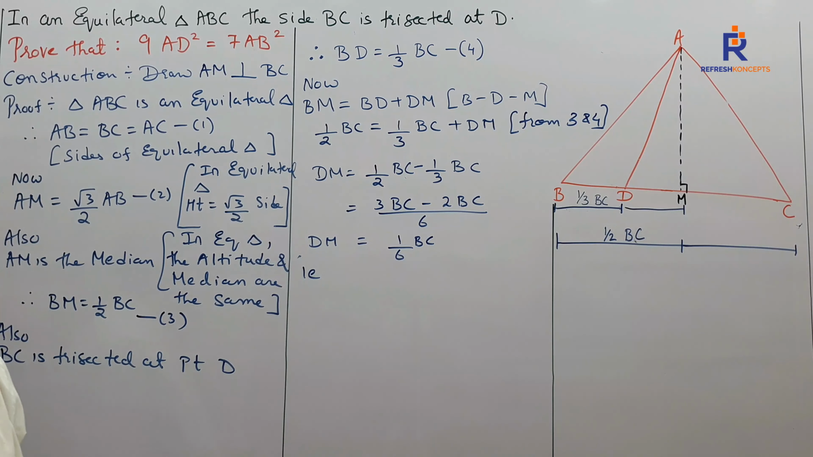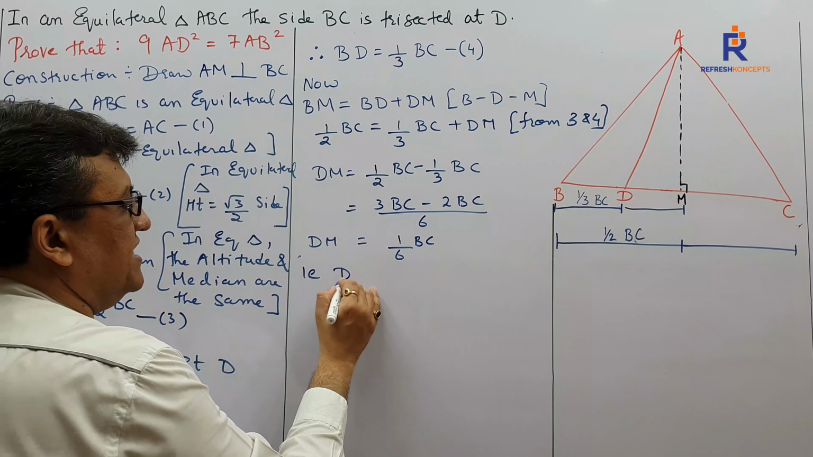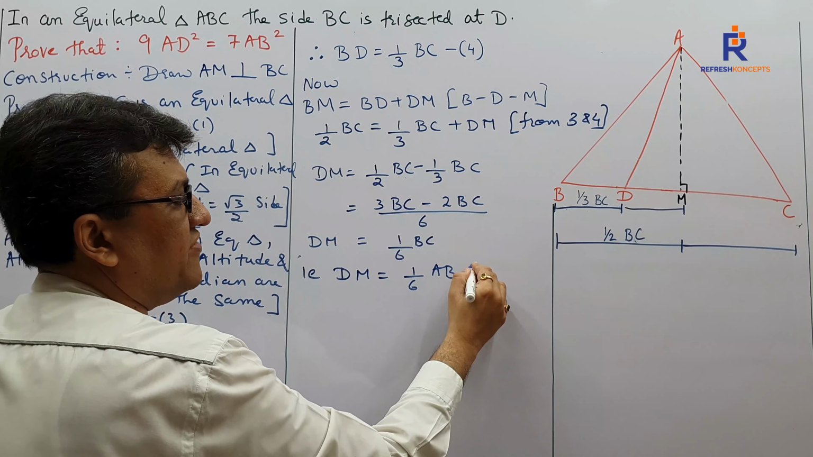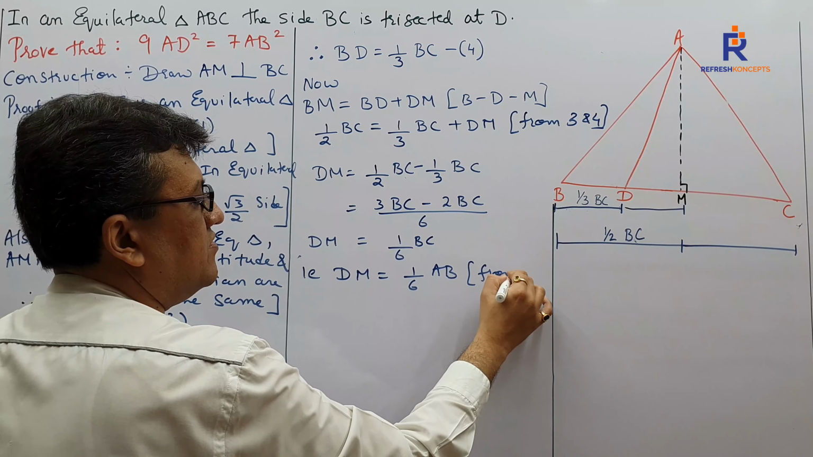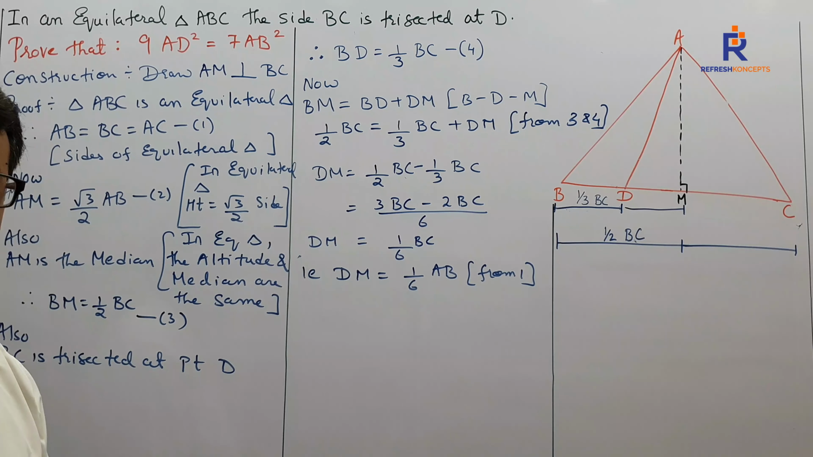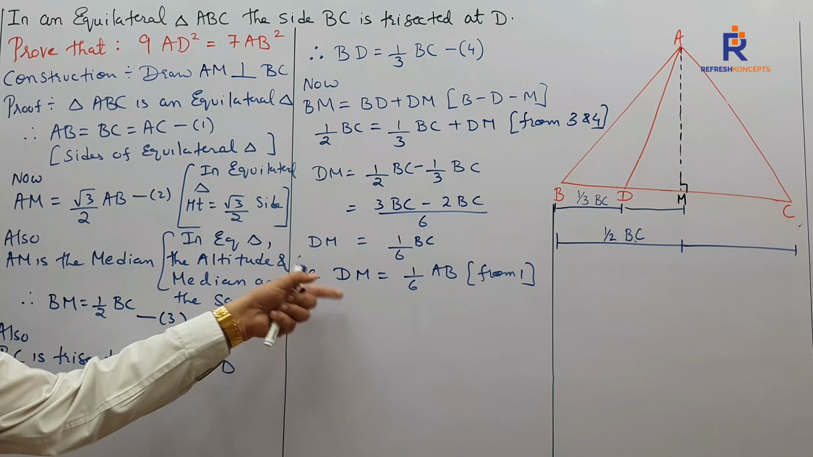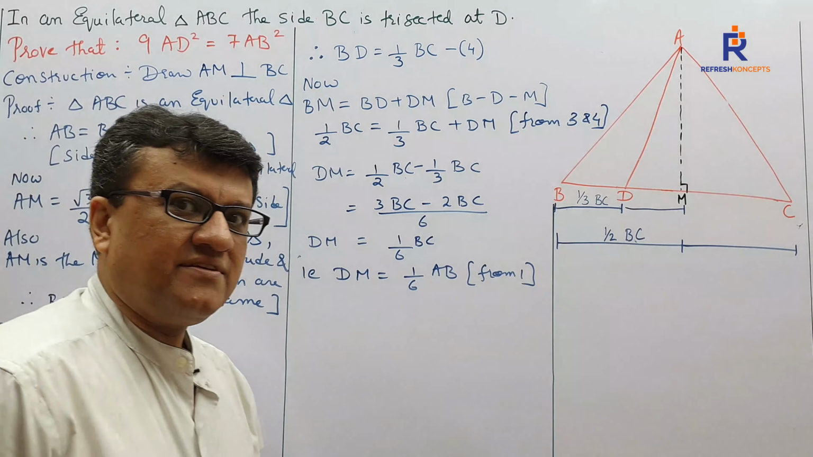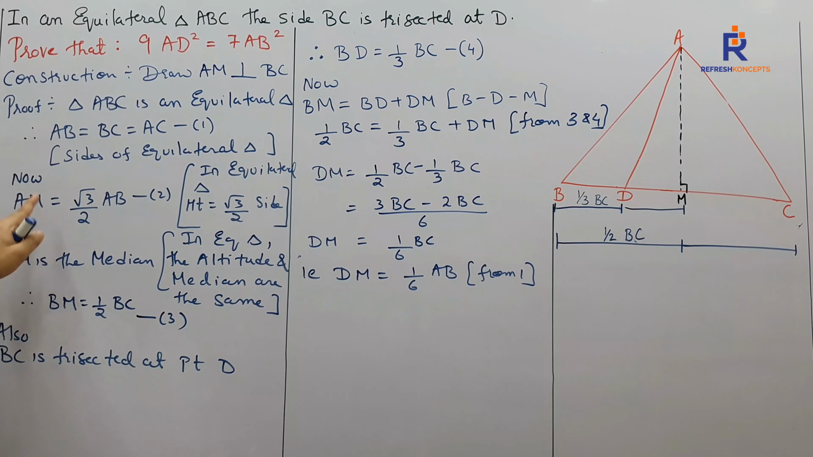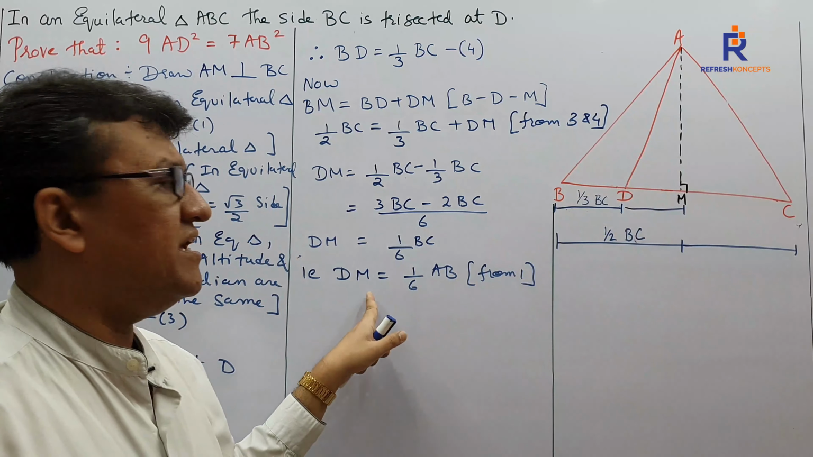Sir, you said that you will convert DM in terms of AB. AB, BC, AC are equal. So can I say DM is 1/6 AB instead of BC? From where did I get it? From 1. Yes, children. Any problem? That's what we started our sum with: convert DM in terms of AB.